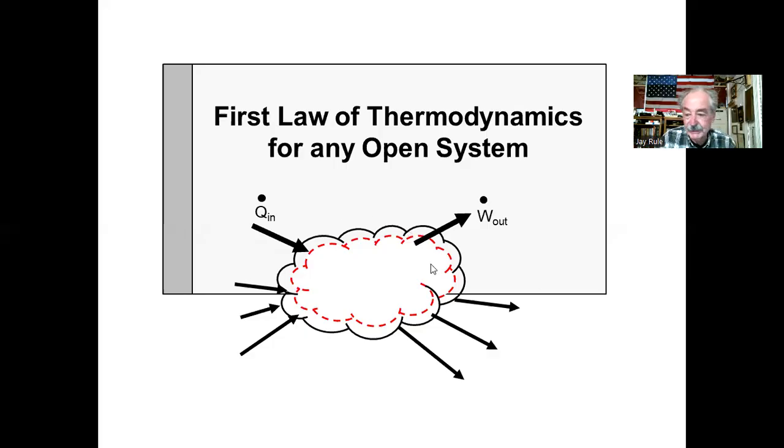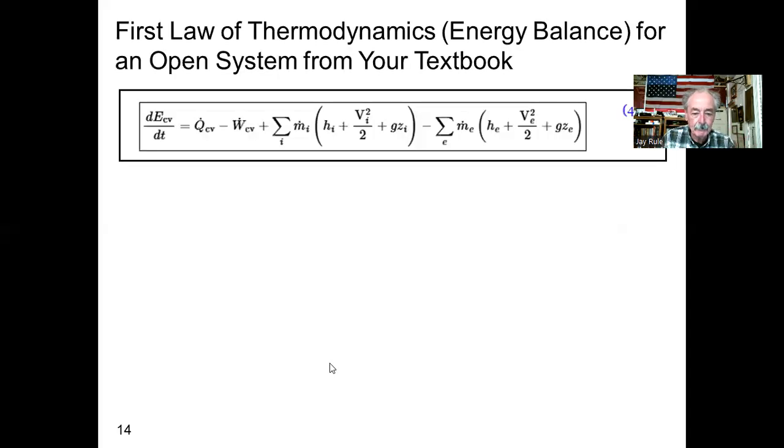And so here is my generic sketch of any open system. It's a cloud. I have multiple masses flowing in, multiple masses flowing out. I've got heat transfer coming in at some rate across the system boundary, some output power work at a certain rate passing across the system boundary. That's my general setup for my open system. I'm going to go to my textbook, chapter 4. I hope that everybody's getting into and working through chapter 4, which is open systems.